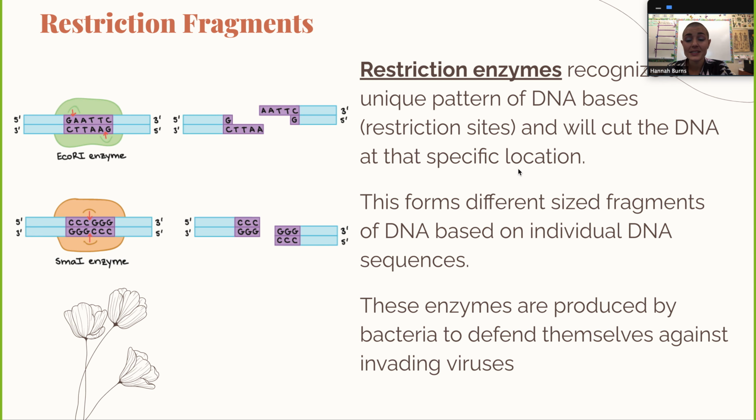So for the next step, we use restriction enzymes. Restriction enzymes essentially look for certain patterns of DNA bases, and we call those restriction sites. And then they cut the DNA at that specific location. So for example, this restriction enzyme will cut the DNA at this G and this A here. So this is where it's going to cut.